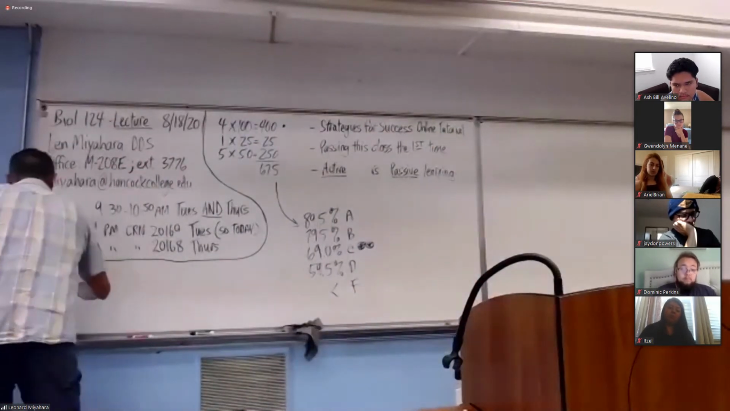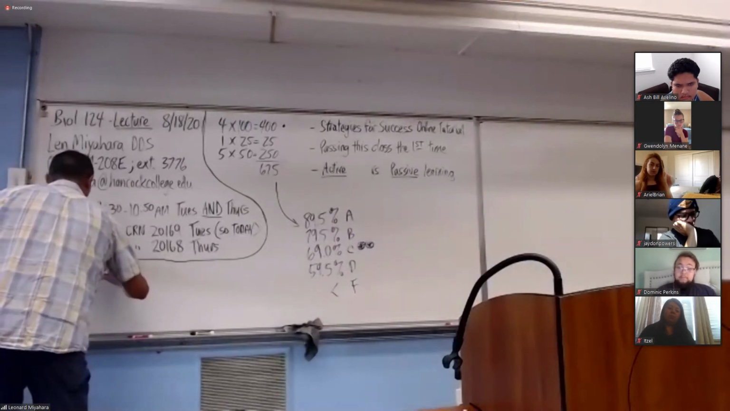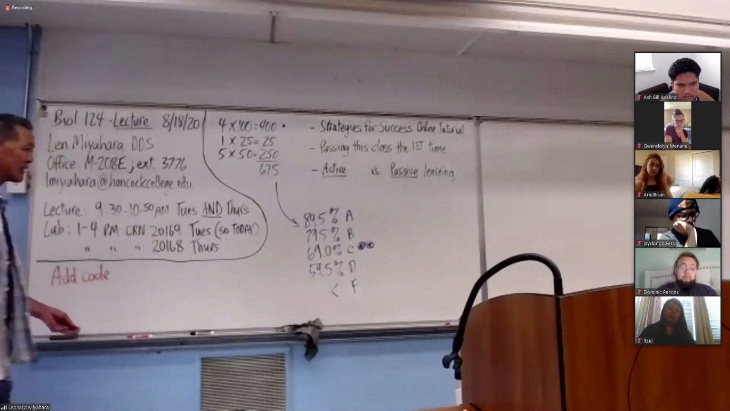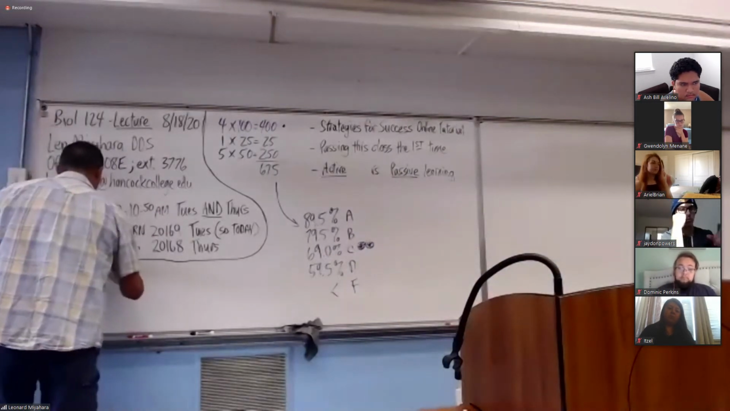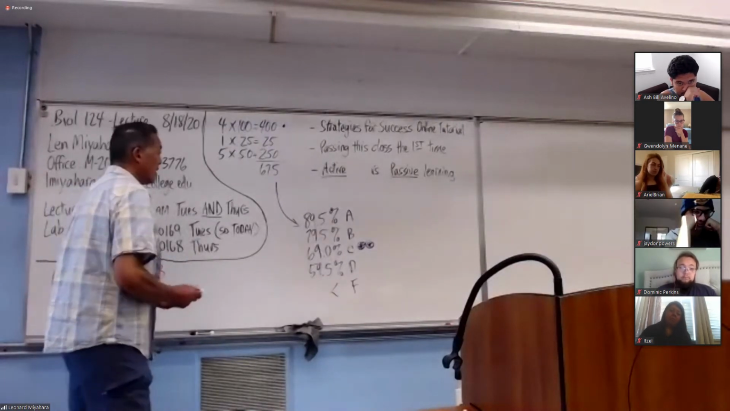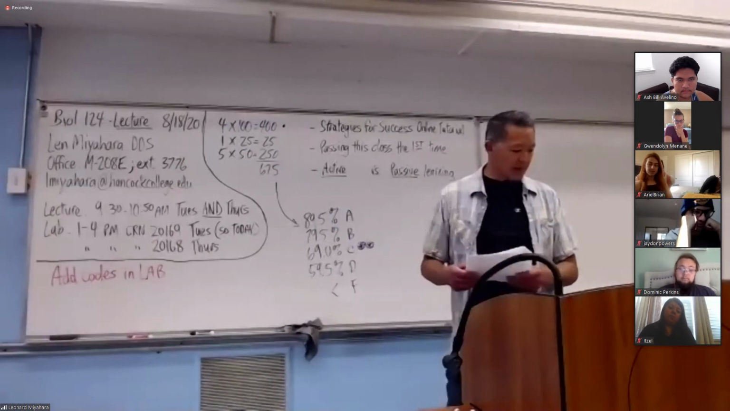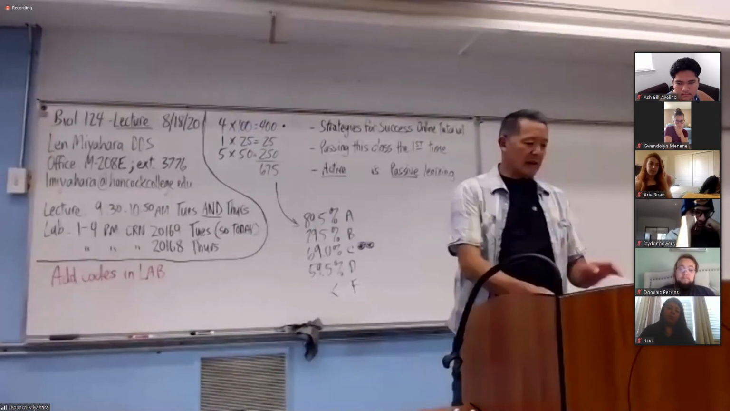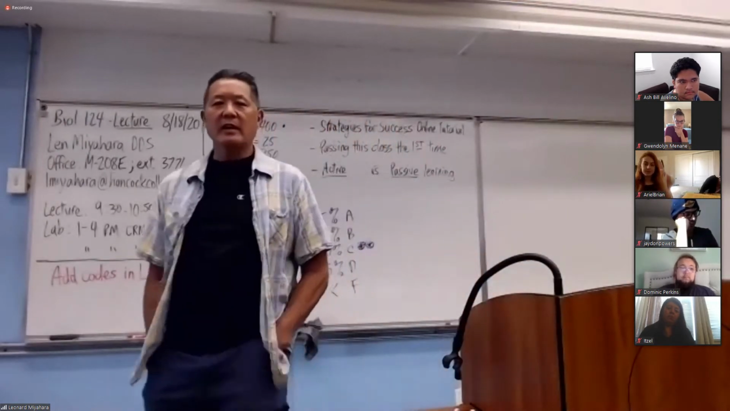So I have given some ad codes out because some classes I know I can fit everyone in. If I know that your position on the wait list is such that you get in, I'll give it to you now. But if not, ad codes are in lab. All right. Any questions on the syllabus and the lecture schedule? Any questions?